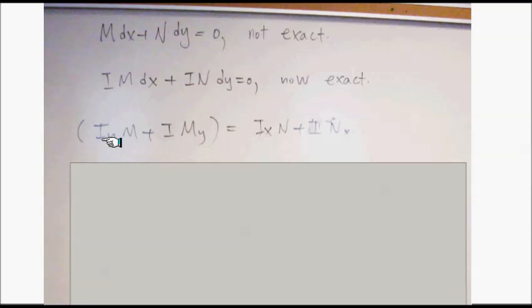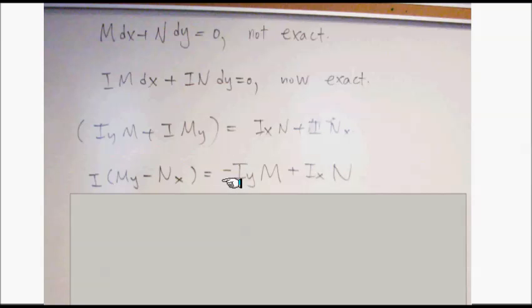And we want to solve. M and N are given, therefore M's partial y and N's partial x can be computed. So what we're looking for is this I, the partial derivative I_y and I_x of the unknown function I of two variables. So you end up at a partial differential equation.